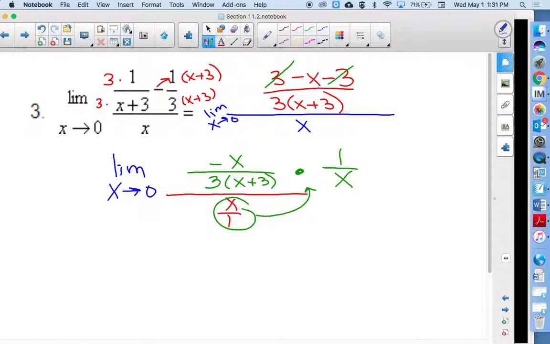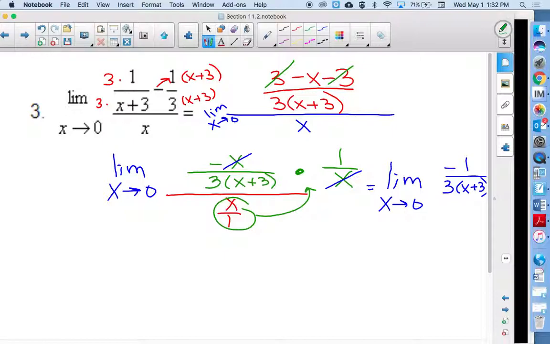When you're multiplying by the reciprocal, those x's can then cancel. And that really is our goal, to get that x to cancel. So we have x goes to 0. Finally, I got that x to cancel, and I have a negative 1 on the top, and the 3 times x plus 3 on the bottom.